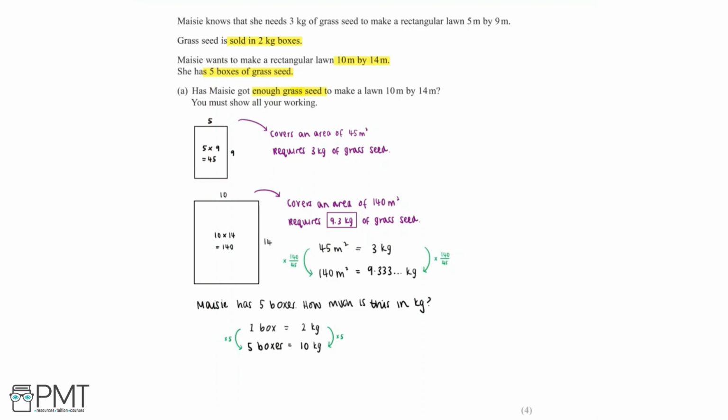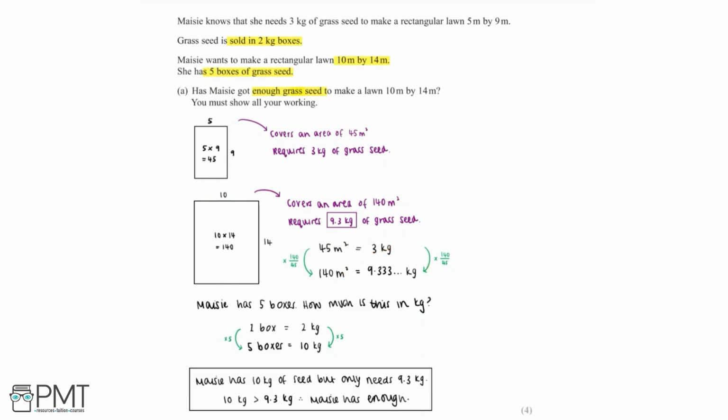Now we know that in order to make a rectangular lawn 10 meters by 14 meters, she needs 9.3 kilograms. And so we can say that Maisie already has 10 kilograms of grass seed, and she only needs 9.3 kilograms. Since 10 kilograms is greater than 9.3 kilograms, Maisie has enough grass seed in order to make a lawn 10 meters by 14 meters.